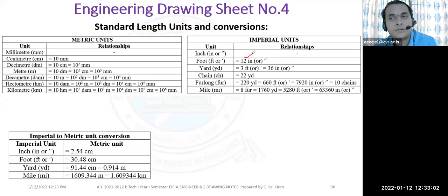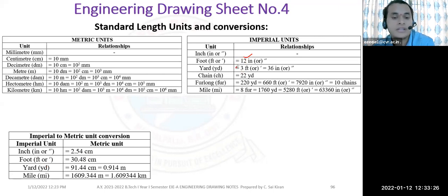Feet is the plural. If it is more than 1, then you call it feet. If it is only a single one, we call it a foot. Okay. 1 foot equals 12 inches. So 12 into 2.54, if I multiply, I'll get this value. You can use a calculator and calculate. If you forget anything, you can use a calculator.